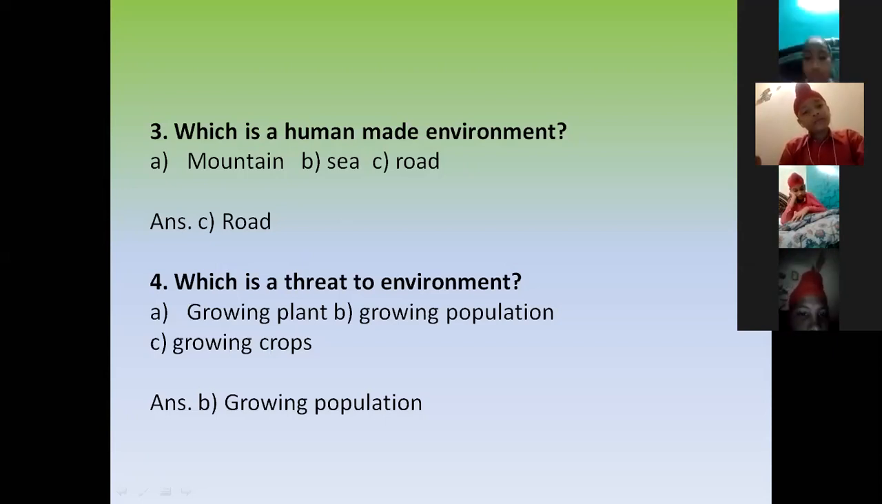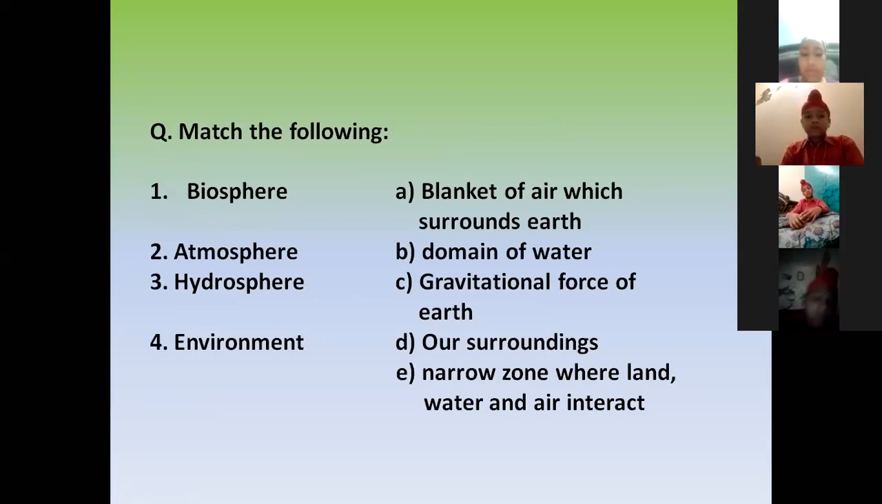प्रमीत आप बताओ. Danger. Yes, it means danger. It means खतरा. Threat. Thread तो धागा होता है. क्या हो गया आप सबको? Which is a threat to environment? खतरा क्या है environment को? It is growing population. Clear? Yes, ma'am. Okay.